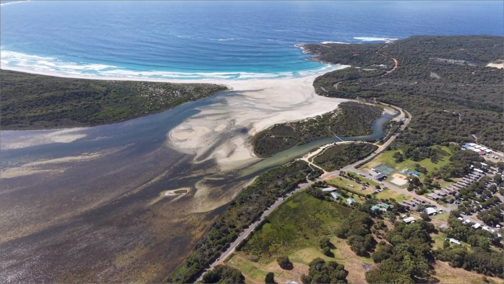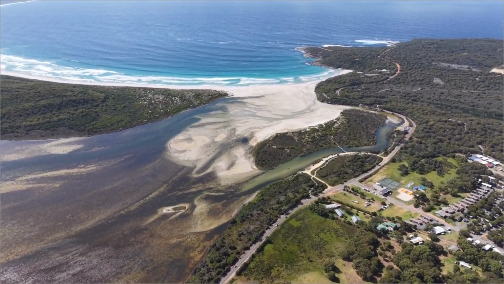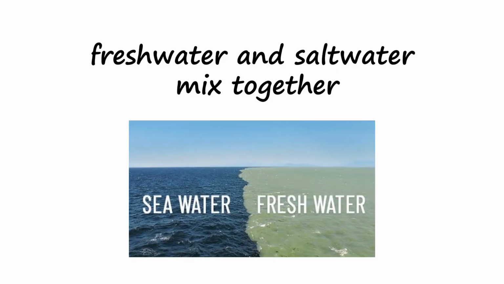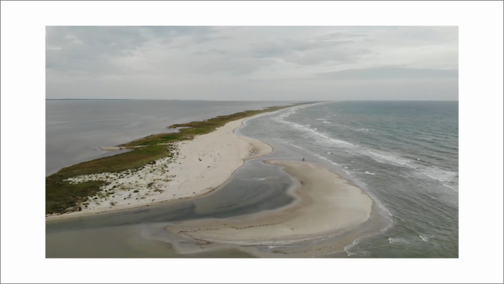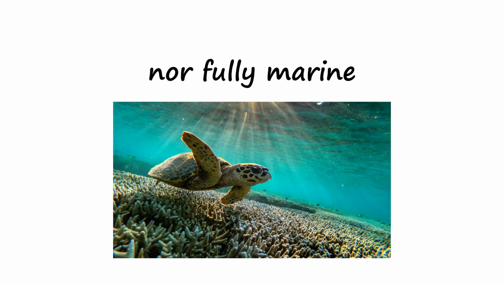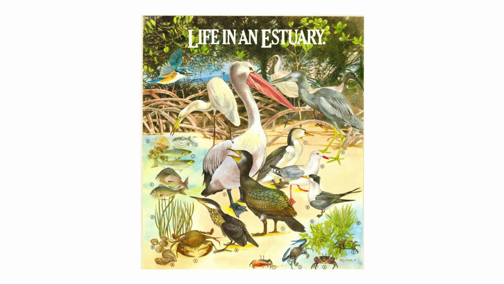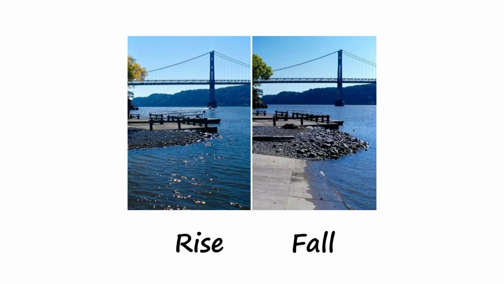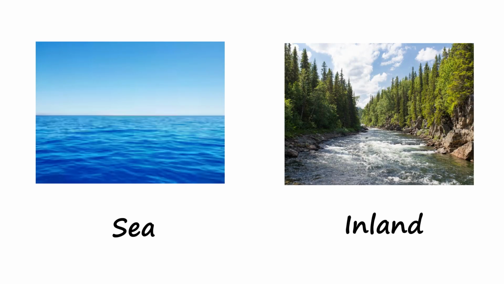Estuarine coastline. An estuary forms where a river flows into the ocean and freshwater and saltwater mix together. The coastline that surrounds this transition zone has its own character. It is neither fully freshwater nor fully marine. It sits in between, and the plants and animals that live there have adapted to handle the constant change in salinity. The water in an estuary rises and falls with the tide, and with each cycle, it brings in nutrients from the sea and carries sediment and organic material from inland.